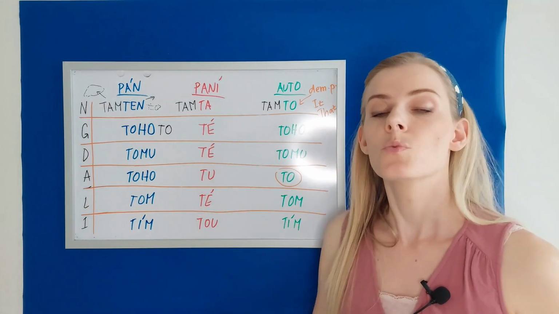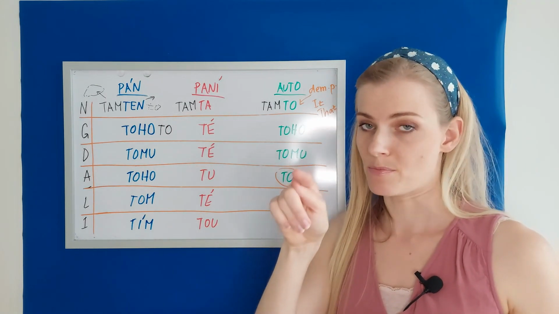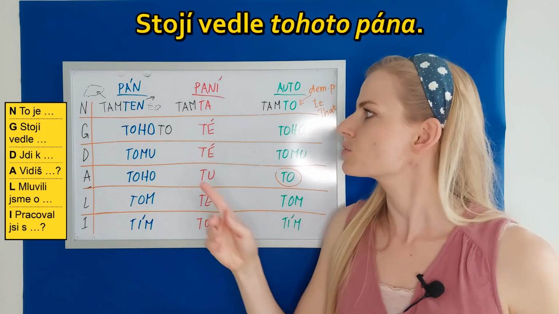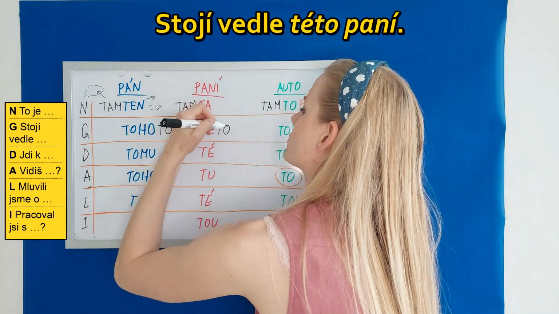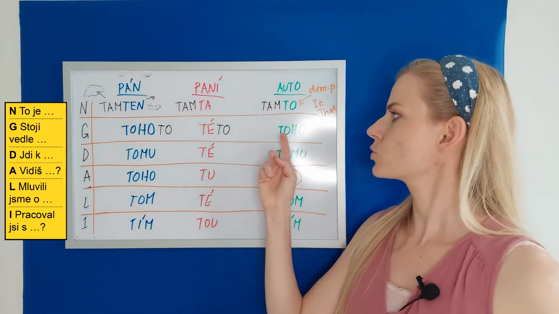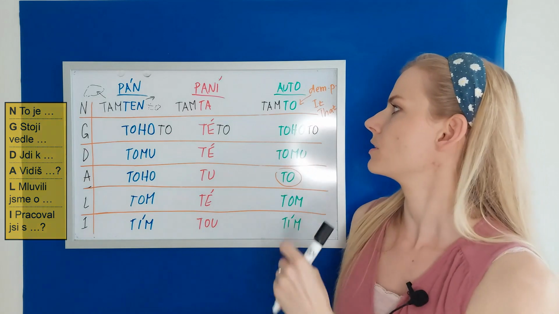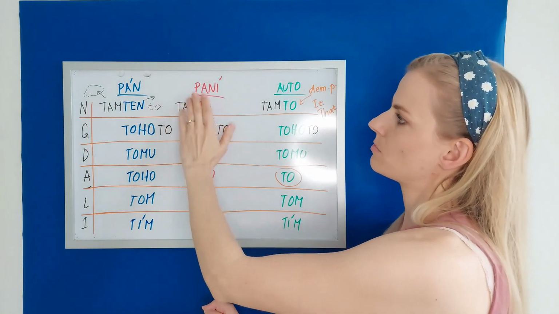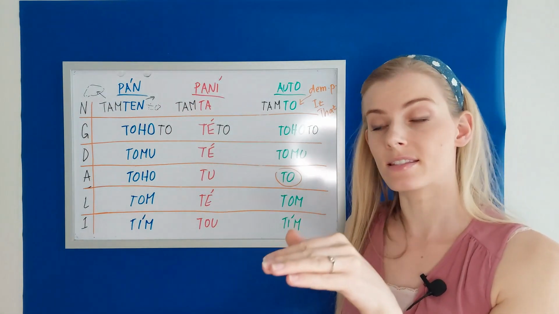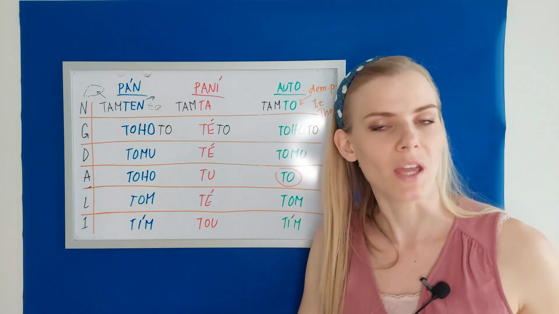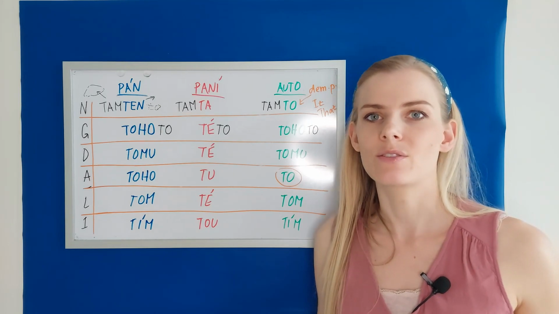So tento would mean this masculine animate or inanimate. Tento pán, this man. He's standing next to this man. Stojí vedle tohoto pána. Stojí vedle této paní. He's standing next to this woman. And he's standing next to this car. Stojí vedle tohoto auta. Adding to everywhere. And for the nominative case, we would simply add to behind the colorful base again. Tato paní, this lady, toto auto. We have no problem with toto. Toto means this for neuter, and it's formal.